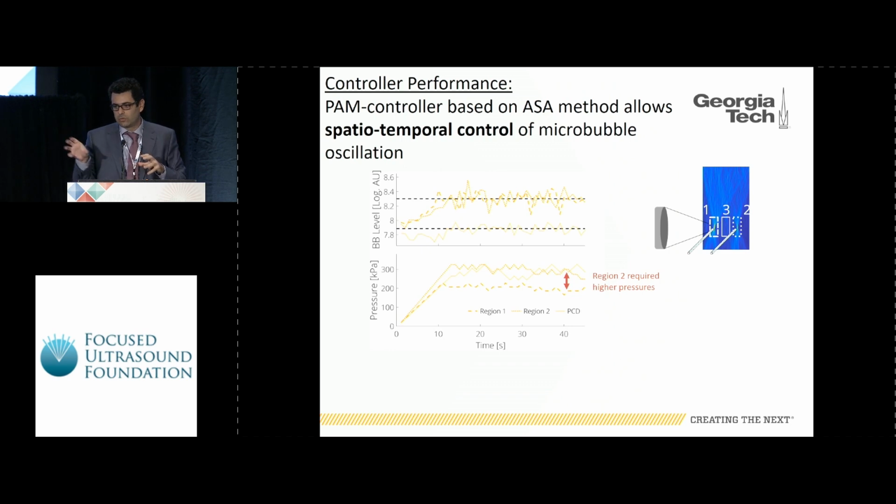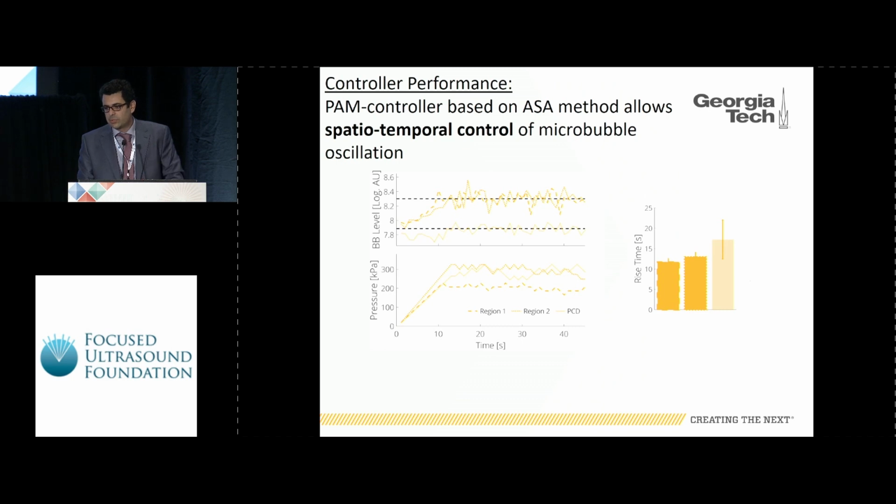So when we control for region 1, you can see that the controller required much lower pressure to achieve a predetermined level of cavitation activity, whereas when we try to control for the right region, you can see that higher pressure levels were required to achieve the threshold values that we provided, suggesting that we can indeed control cavitation activity on a very well-defined region using passive acoustic mapping.